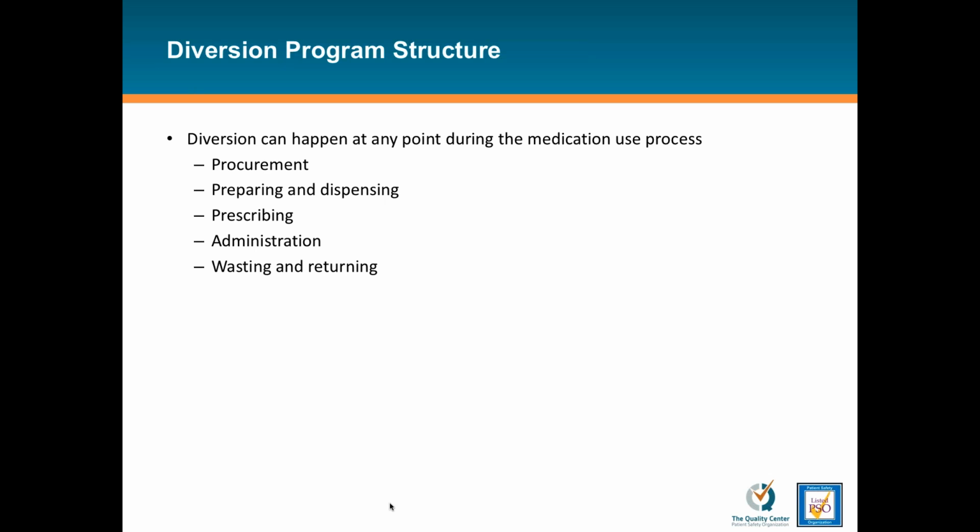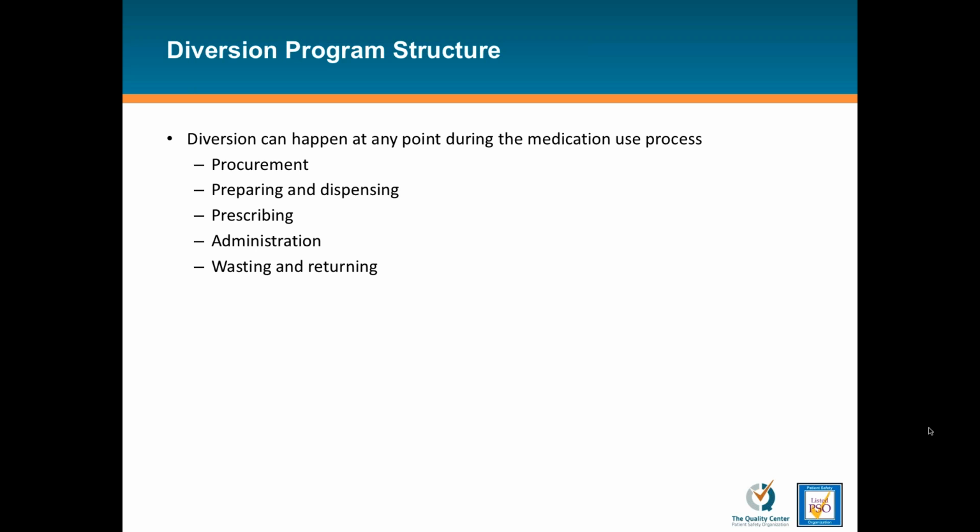And so when we think about a program structure, keep in mind that diversion can happen at any point during the medication use process. So that can be at procurement, preparing, prescribing, administration, wasting. And there's examples that I can give you in each of these areas of when that diversion has occurred. There's been recent news of pharmacists who were diverting medication on the procurement side, that they were ordering more than what was being entered into the system, so that they were able to divert that.